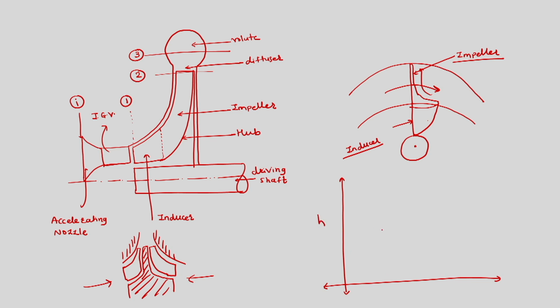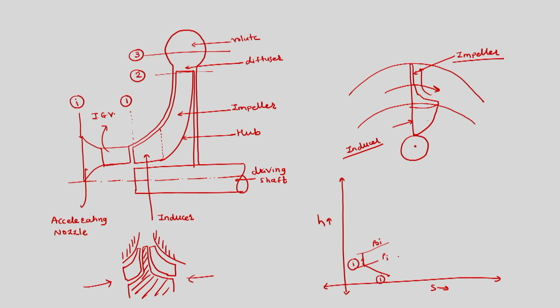So the HS diagram would be: first we are at station I. At station I, this is PI. If we isentropically compress it, then we would reach P naught I. This is the pressure, but from station I, due to the accelerating nozzle, we will first have a decrement in enthalpy. So this is the reach to station 1, this is station I.